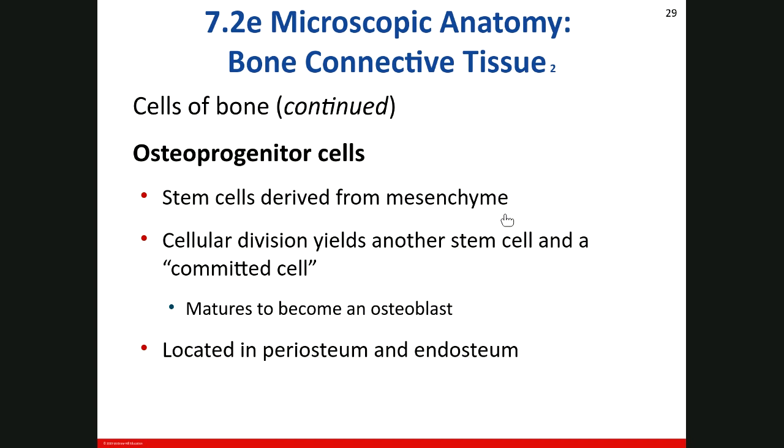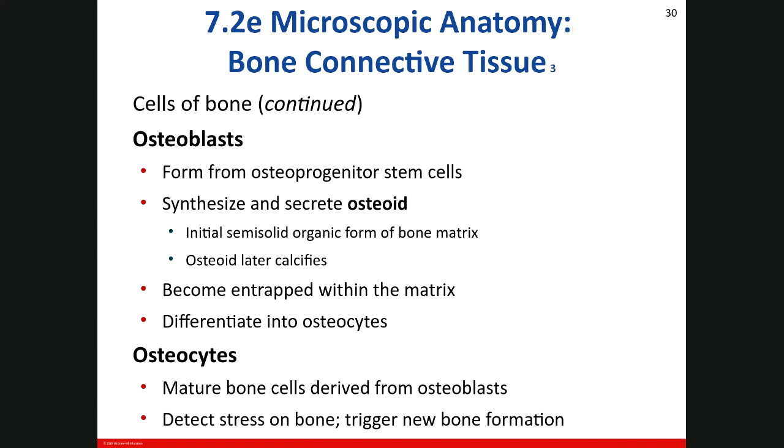When they divide by mitotic division, another stem cell is produced along with a committed cell that matures to become osteoblast. As mentioned, these stem cells are located in the periosteum and endosteum. So the stem cells which derive from mesenchyma do mitotic division, they make osteoprogenitor, and then osteoprogenitor matures to become osteoblast.